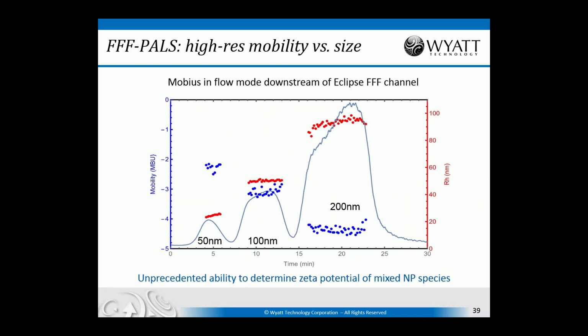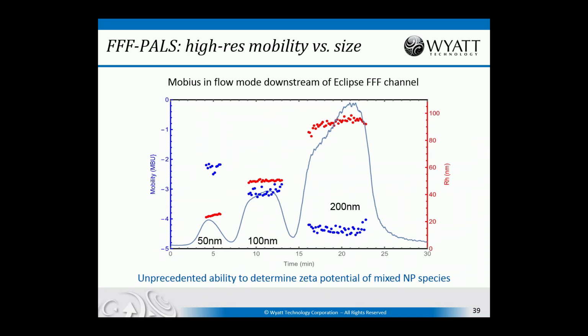Finally, we can take FFF, and instead of using multi-angle light scattering or dynamic light scattering downstream, we can incorporate the PALS detector. So the Mobius, which is Wyatt's MP-PALS detector, measures electrophoretic mobility, utilizes a flow cell and can be run in flow mode.